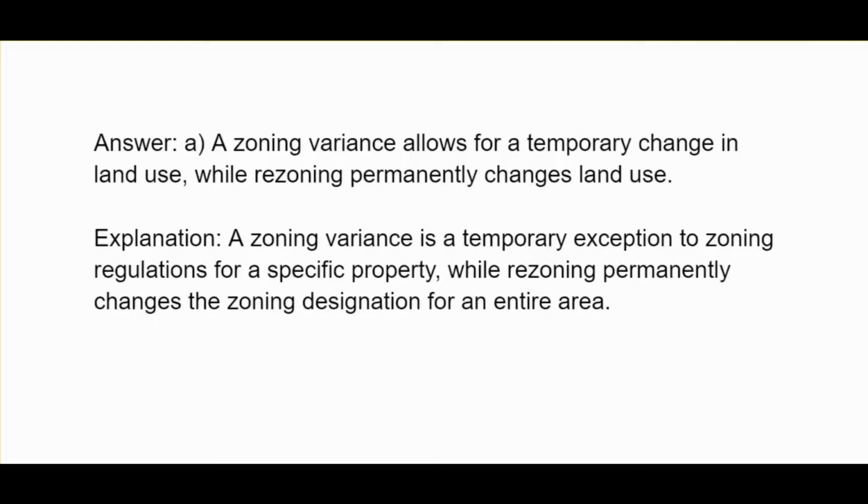A, a zoning variance allows for a temporary change in land use, while rezoning permanently changes land use. A zoning variance is a temporary exemption or exception to zoning regulations for a specific property, while rezoning permanently changes the zoning designation for an entire area.